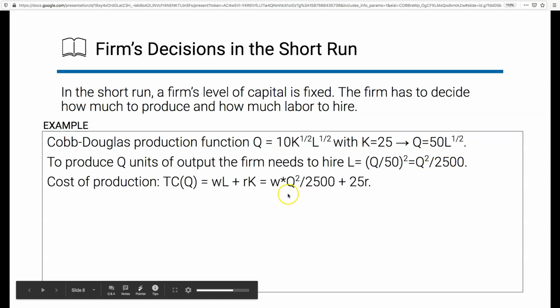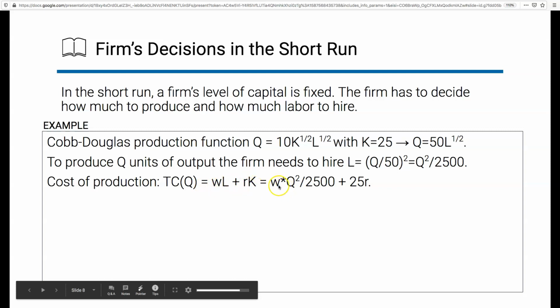Now, what about the cost of production? We know that the costs have two components, the variable labor component and the fixed capital component, and the standard assumption is that the labor market and the capital market are both competitive in the sense that no matter how much labor and how much capital you're willing to buy, you're still paying a fixed flat price, W per unit of labor, R per unit of capital.